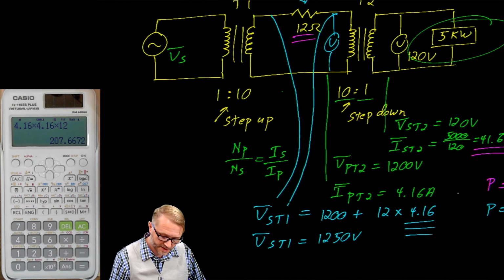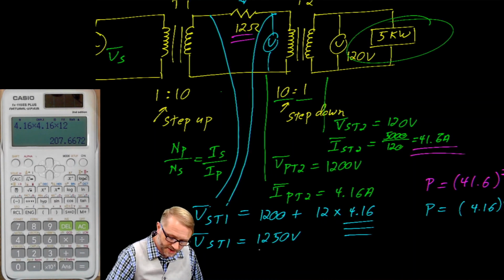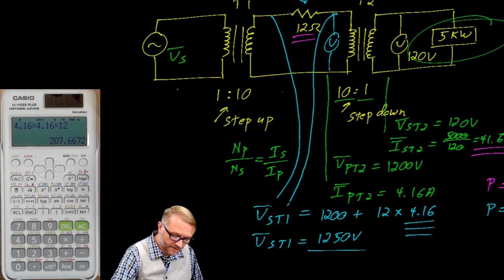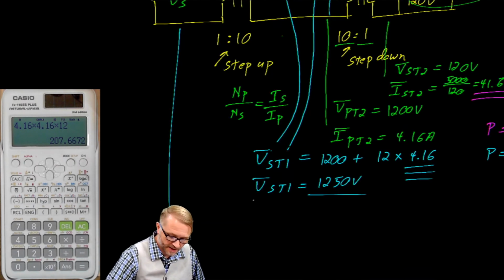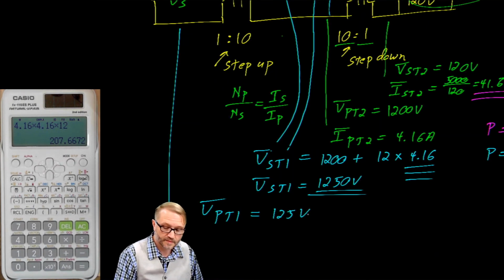Anyway, back to our original problem. We had solved for the voltage at this point right here, so the voltage on the secondary of T1. We can now go back and solve for the voltage on the primary of T1. So the voltage of the primary of T1 is equal to this divided by 10. So it's 125 volts. So 1 is to 10 as 125 is to 1250.